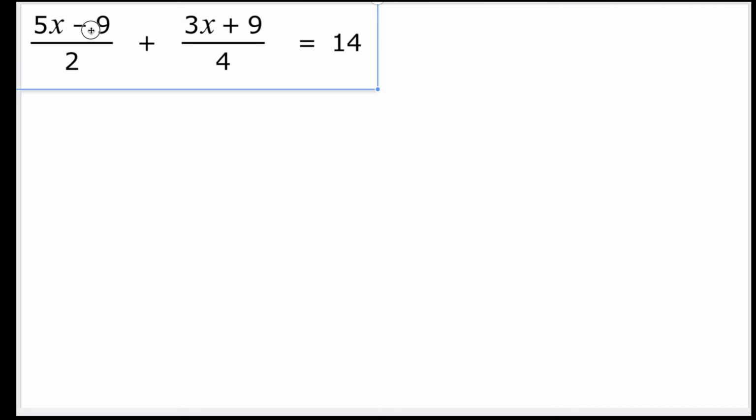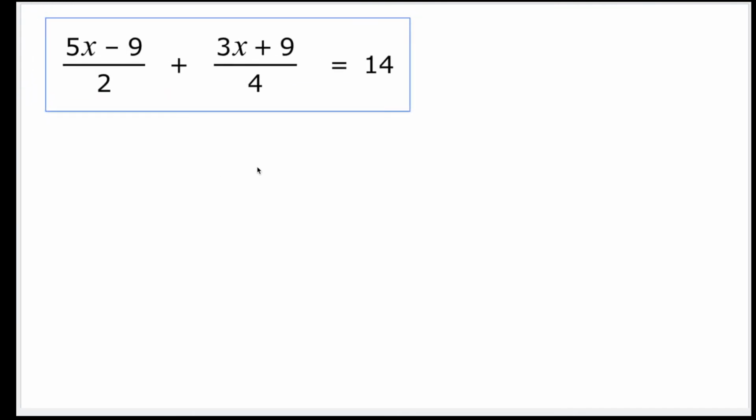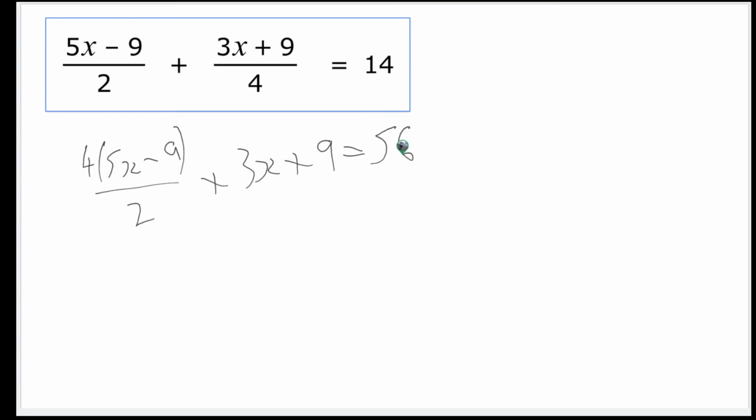So here, the denominators are the same, 2 and 4 again. So if I multiply everything by 4, then I get 4 lots of 5x minus 9 over 2 plus 3x plus 9. Double 14 is 28, double it again is 56. And once again, this is just going to cancel down to 2.